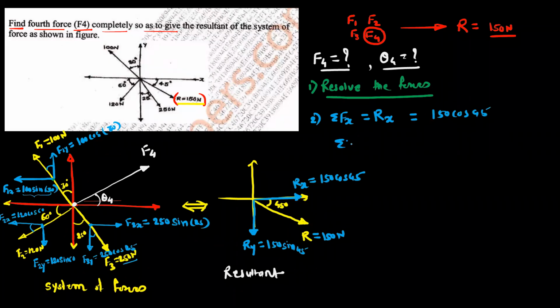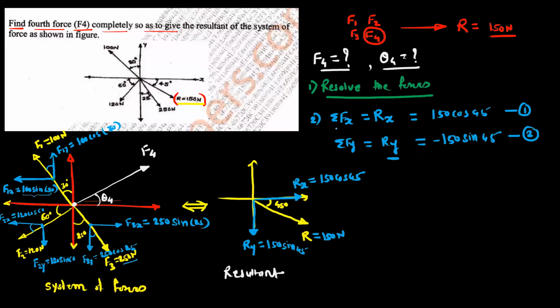Summation Fy is nothing but Ry, and Ry is equal to 150 sin 45. But observe the direction for Ry. It is in the negative y direction, so we will use minus 150 sin 45. So this is your first equation, and this is the second equation.